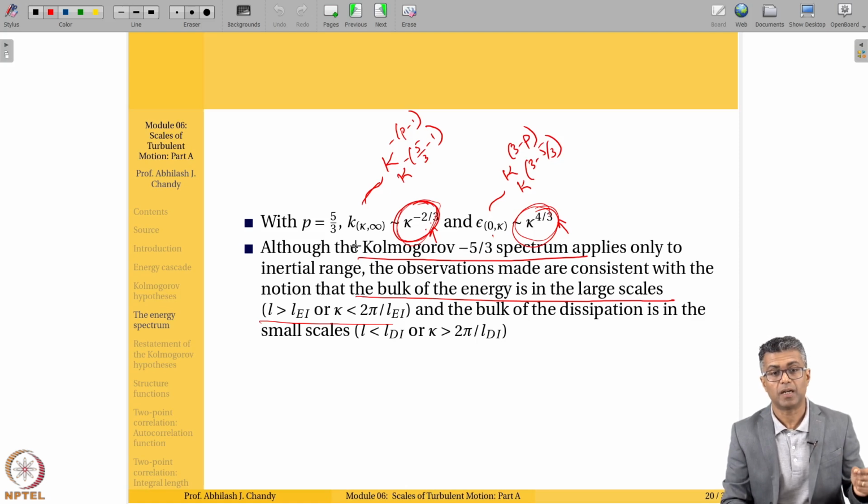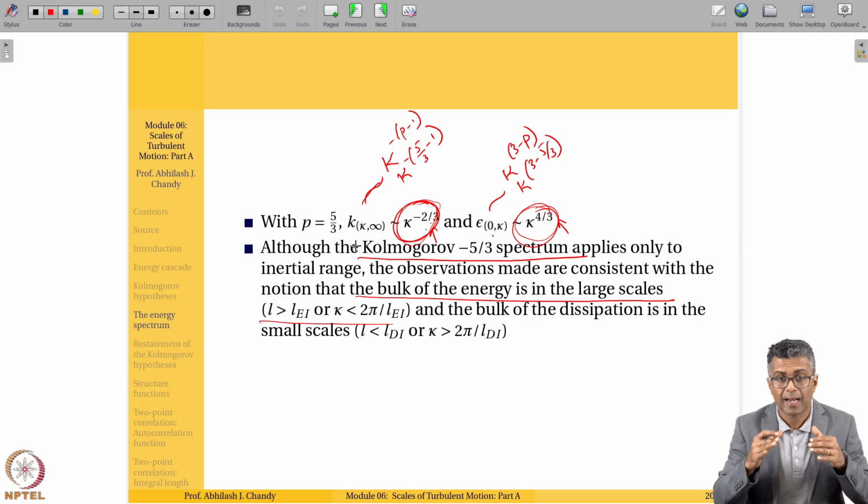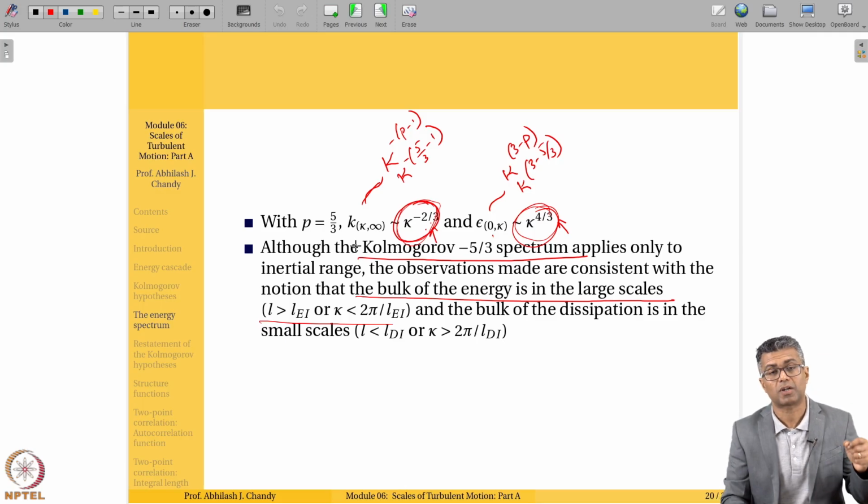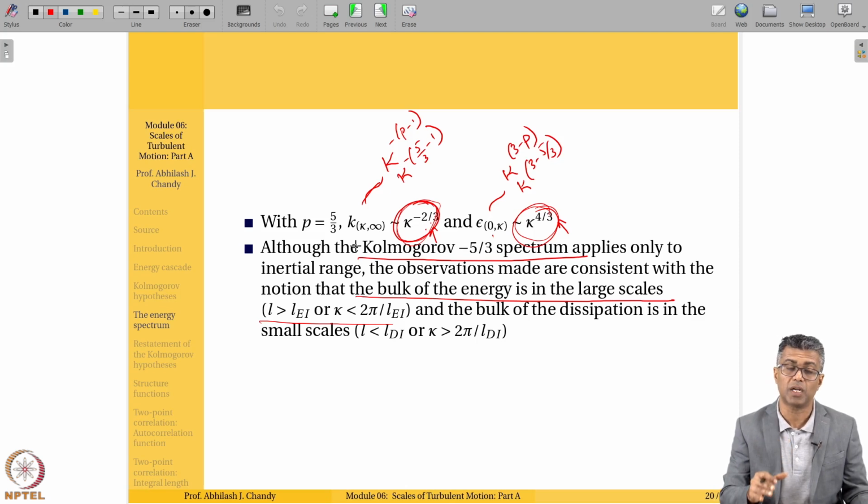So what does that mean? As much as the Kolmogorov spectrum applies only to the inertial subrange, remember we were always looking at this spectrum as being applicable only to the inertial subrange, because it is in that range that the energy spectrum depends only on epsilon and not on nu. So it was the simpler range to consider when you're assuming a spectrum. That's the reason why we considered only the inertial subrange.